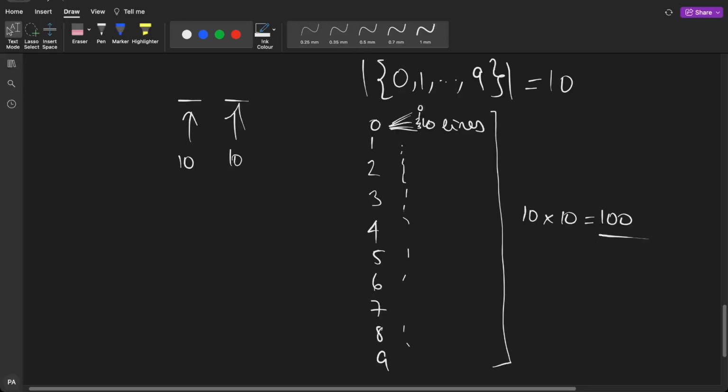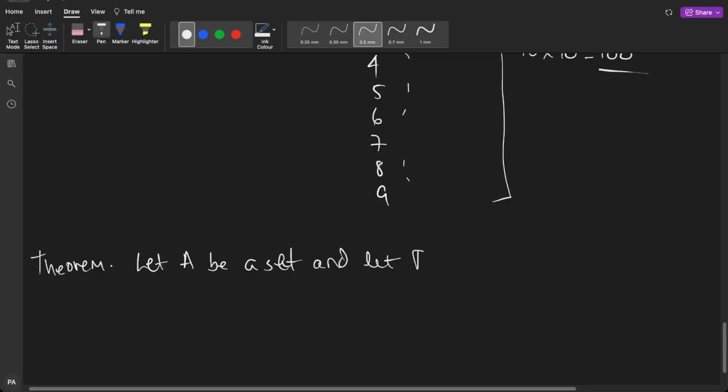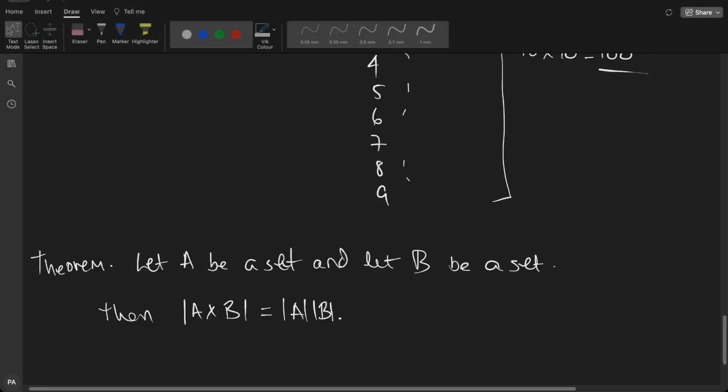So that's the basic premise of the multiplication rule. But here, it essentially involves a more formal statement as follows. Let A be a set and let B be a set. Then the size of their Cartesian product is equal to the product of their individual sizes, just like that.